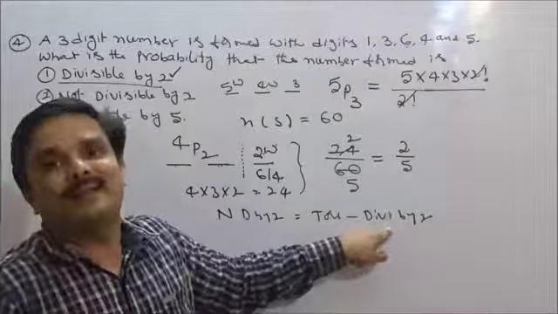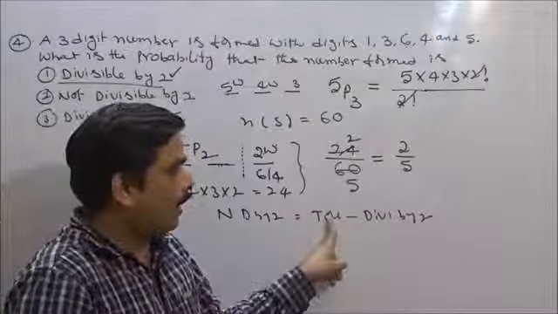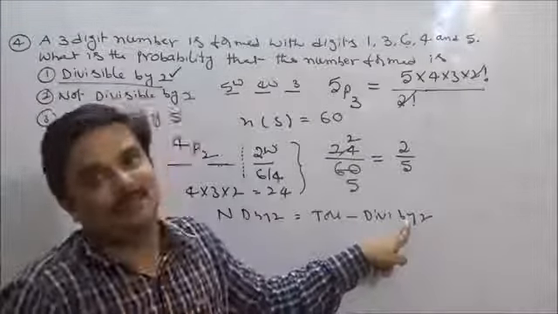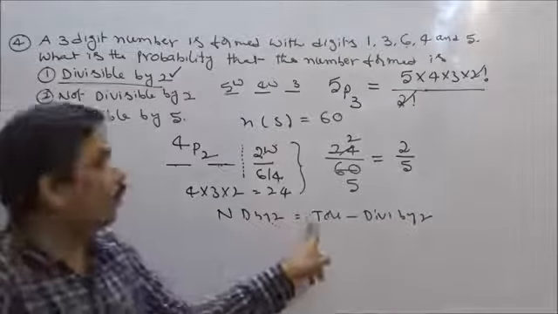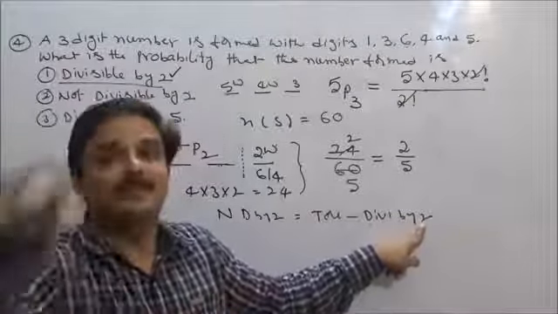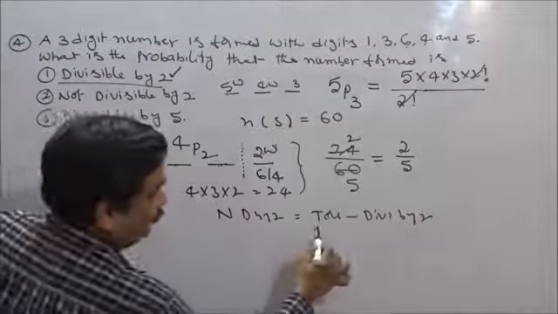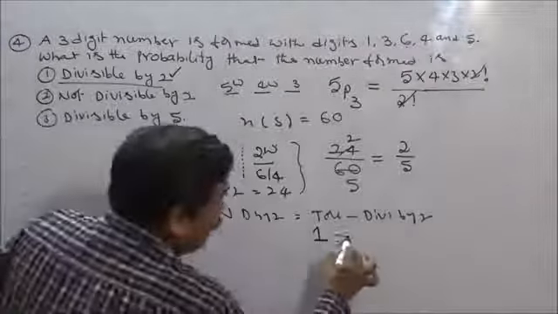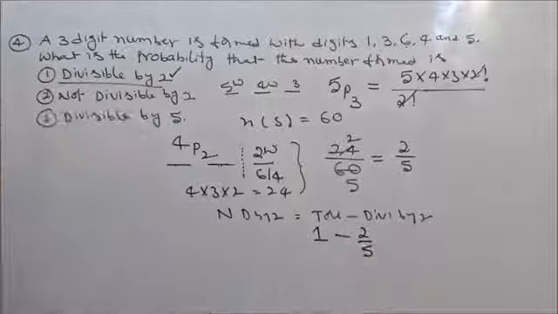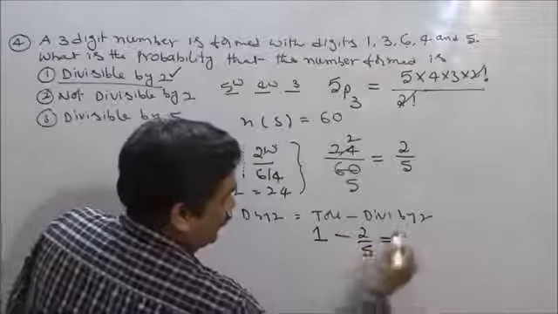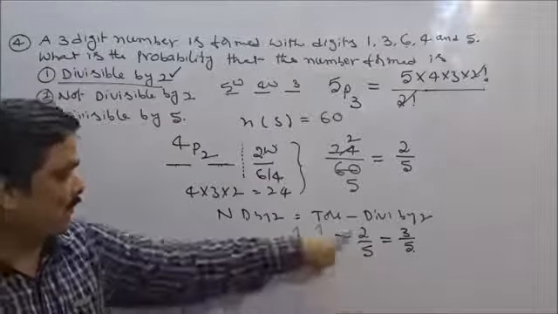The probability they are asking: what is the probability of not divisible by 2? That should be total minus the probability of divisible by 2. They are not asking the number. Here, the probability of not divisible by 2 means total minus probability of divisible by 2. What is the total? Total means certain, that is 1, minus the probability of divisible by 2, that is 2 by 5. Now it should be 3 by 5. Got the clarity? Right? 5 minus 2, 3 by 5.